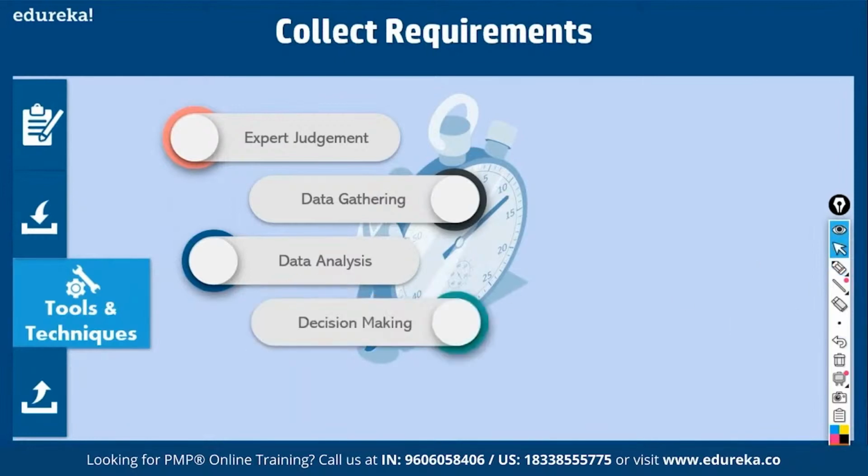Then decision making. Let's say you collected requirements and presented them to the stakeholders. Fine. Now stakeholders have to take a decision. So they would have some sort of prioritization. Which requirement is important, which is secondary in importance, which comes next? So you have to present these to the stakeholders and they would take decisions.